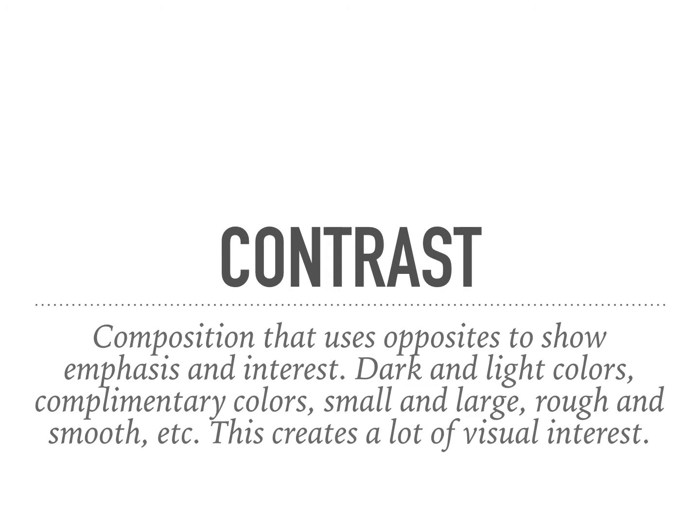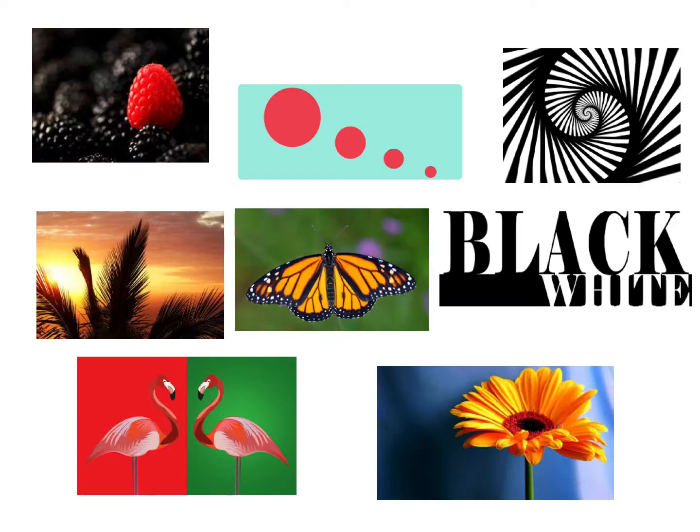The next one is contrast. Okay, contrast is when a composition uses opposites to show emphasis and interest. So you can use dark and light colors, complementary colors, small and large shapes and designs, rough and smooth, etc. This creates a lot of visual interest. So for the examples, we've got lots of contrasting things going on here. The raspberry, bright and red among the really dark background of all the other blackberries.